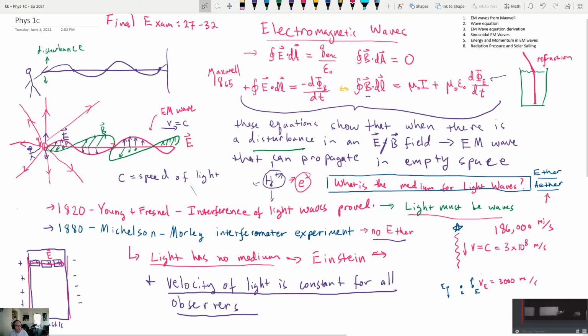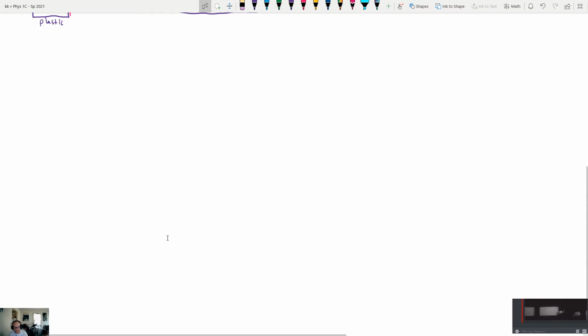Okay, so the wave equation is something. I know some of you took Physics 1B with me. I don't remember how much we talked about this, but it was also my first time teaching it, so let's talk about the wave equation.